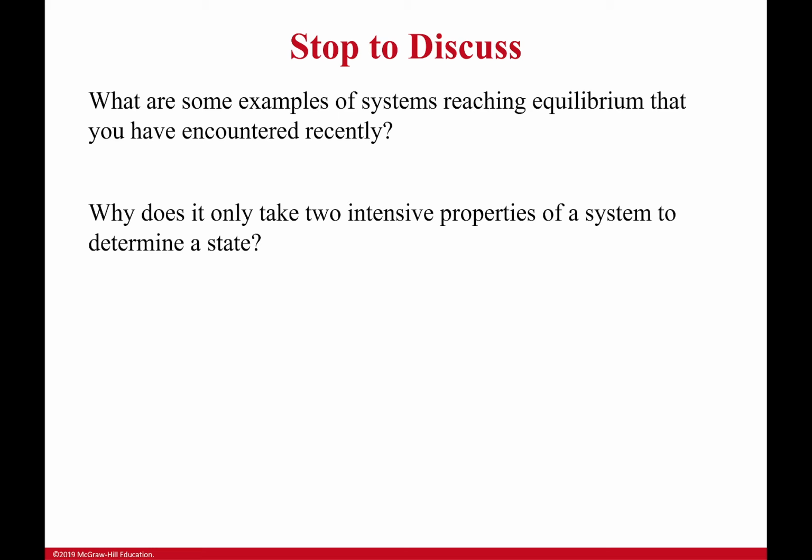The last question I have for you, which we didn't really focus on too much because I wanted to give it to you here, is why does it only take 2 intensive properties of a system to determine a state? Why not 3? Why not 4? Well, the answer for that is not too complex. It all comes from the ideal gas law, which if I want to, I can rewrite as PV equals RT. There we go. That's specific volume right there.